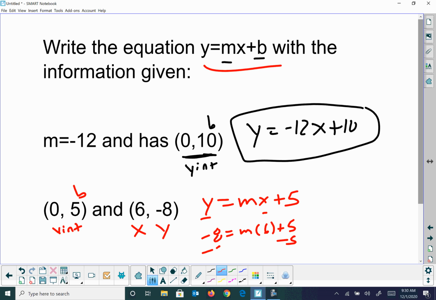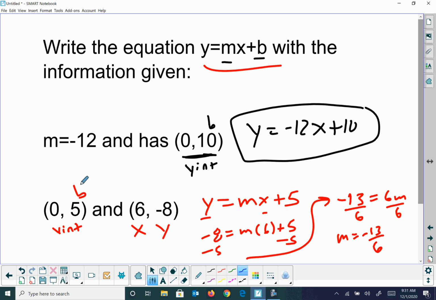Subtract 5. So that's going to give me, let's bring it over here, negative 13 equals 6m. Divide by 6. So it looks like I have a slope of negative 13 over 6. Oh, that's a pretty steep slope going downward. So then I'm going to take my b value, which we found here, and my slope, and plug it back into that equation. Don't forget the x. And that's done.